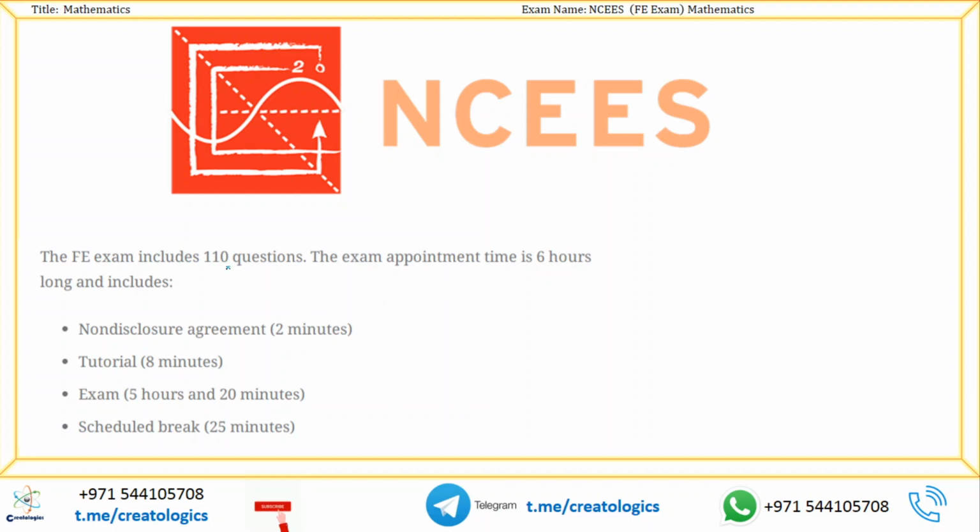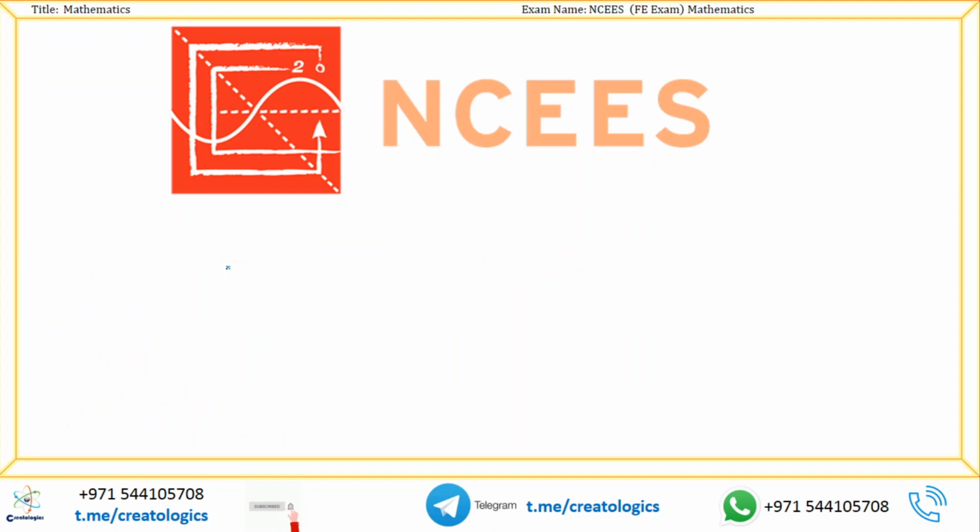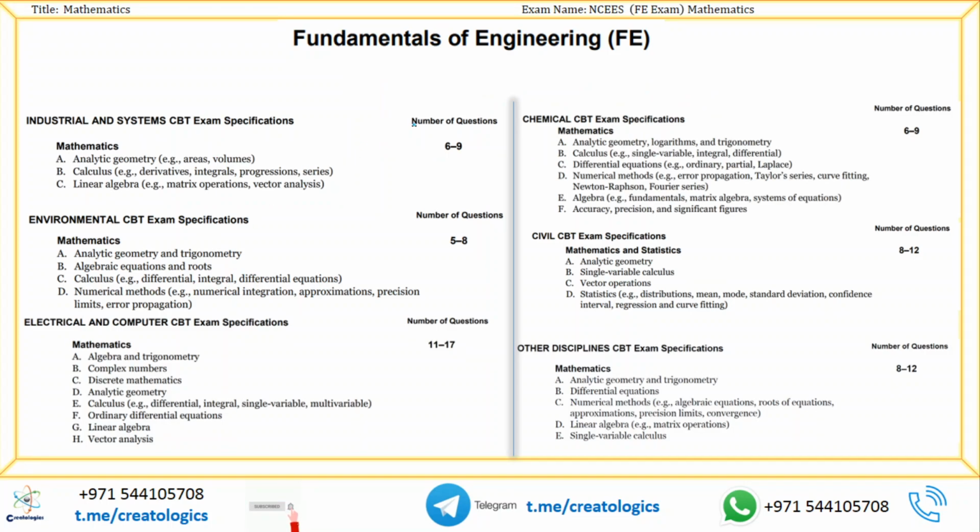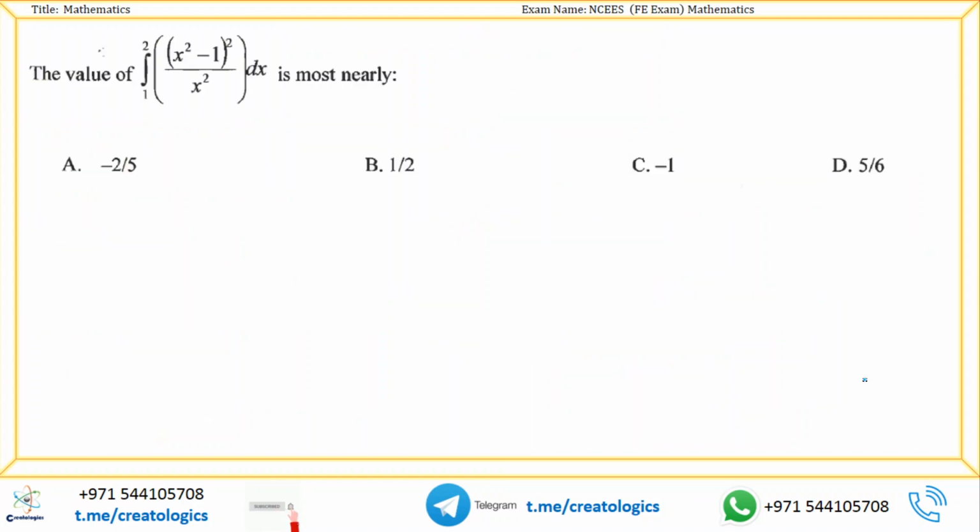There are a total of 110 questions in your FE exam, and based on the type of FE exam you are giving, if you are preparing for other disciplines, you can expect 8 to 12 questions from mathematics. Here you can see on the screen the mathematics syllabus for the different exams. We will be solving some questions on mathematics and see how easy it is to solve a question in mathematics. Okay, so here is the first question.